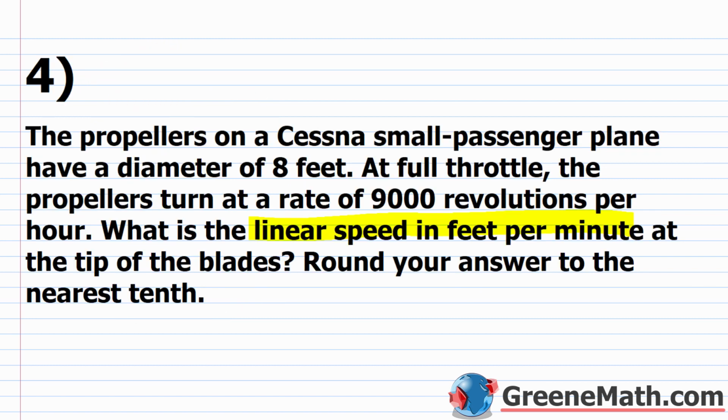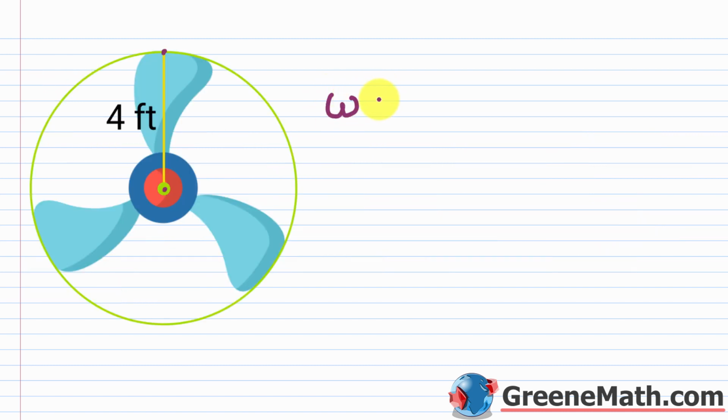Now coming back up, if you want to start by getting your angular speed, well, here it says they turn at a rate of 9,000 revolutions per hour. Now we want to end up with minutes, right? Feet per minute. So let's come down here. And again, for omega, this is equal to your theta divided by your t. Again, 1 revolution is going to be 2 pi in terms of the angle, and you have 9,000 of those. So this is going to end up being 9,000 times 2 pi, and that would be 18,000 pi. So 18,000 pi is what you're going to have there.